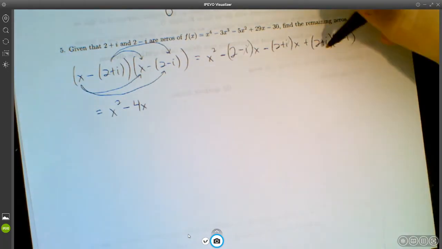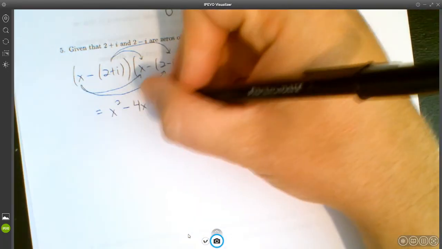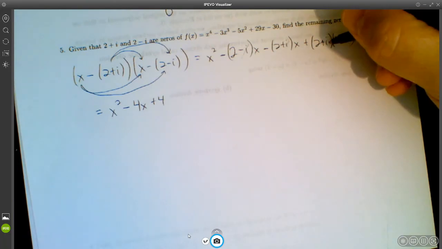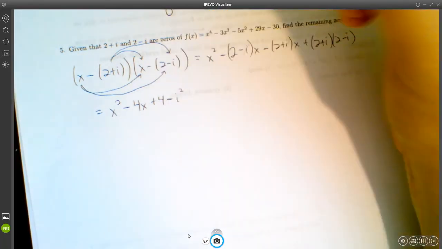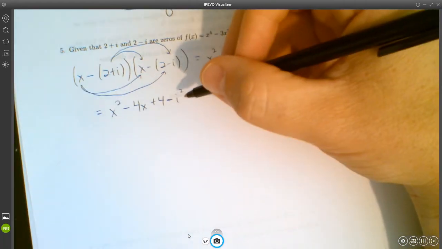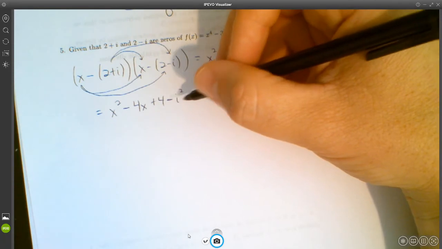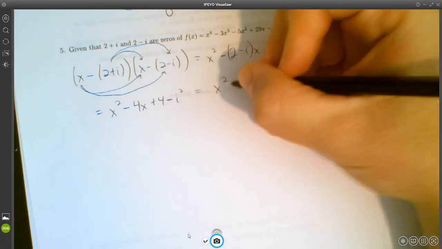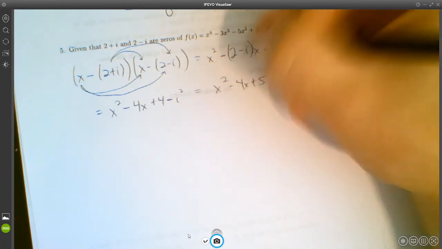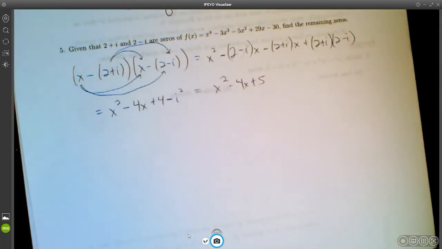And then for this, I'm going to have 4 minus 2i plus 2i cancel, minus i squared. A negative i squared. Remember that i squared is negative 1. So negative i squared is positive 1. And 1 plus 4 is 5. So this should be x squared minus 4x plus 5. Wow. That's just the first step in the process.